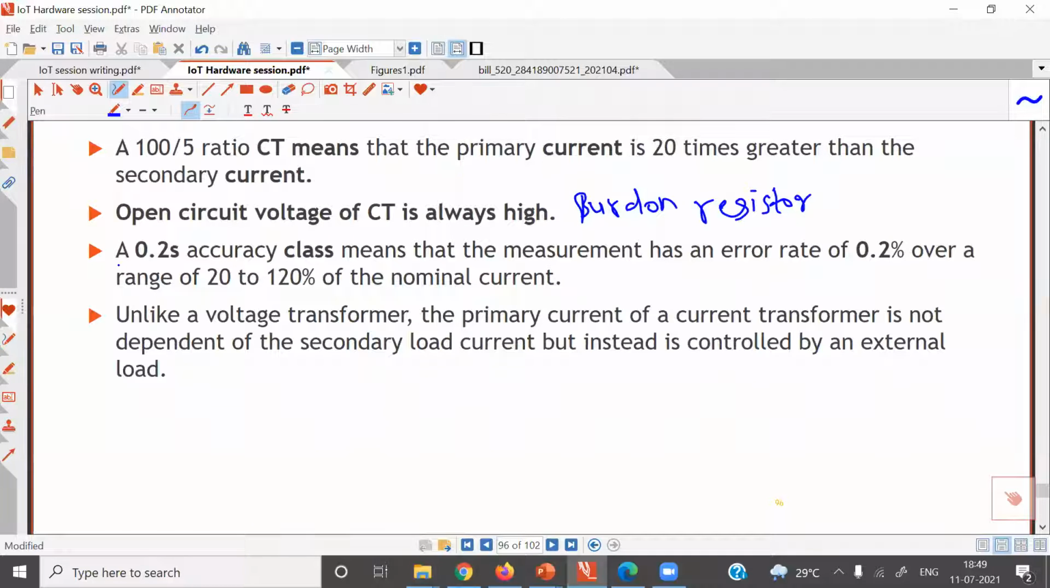The CTs are available with different accuracy. So accuracy class like 0.2 accuracy class, 0.5, 1, something like this. So 0.2 accuracy class means that measurement has an error rate of 0.2% over a given current measurement range.